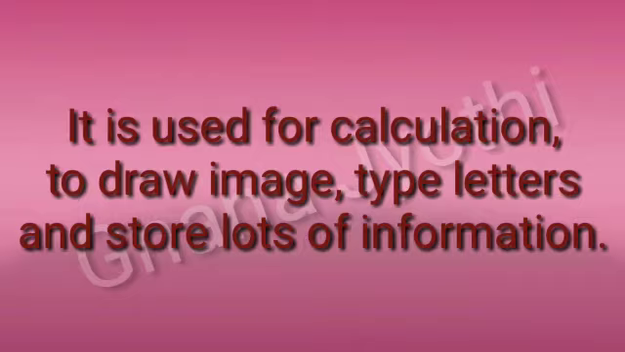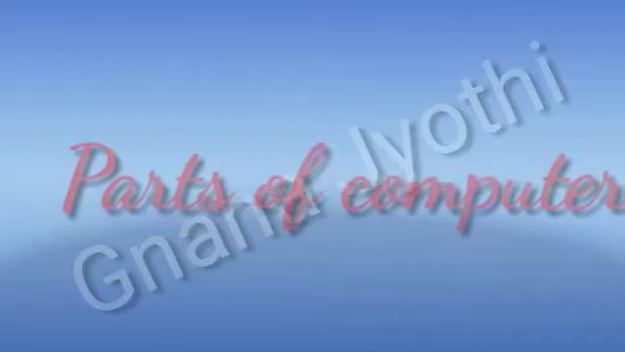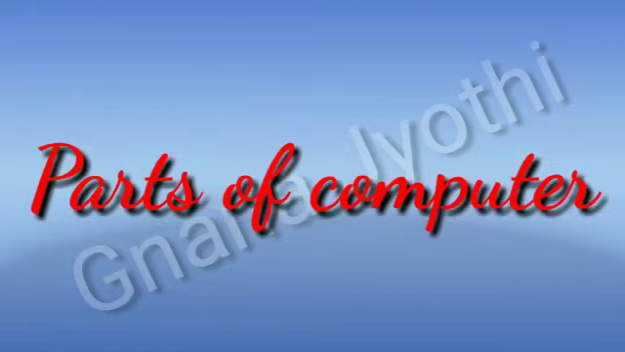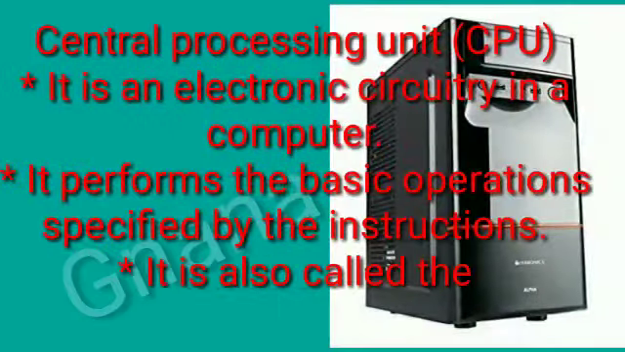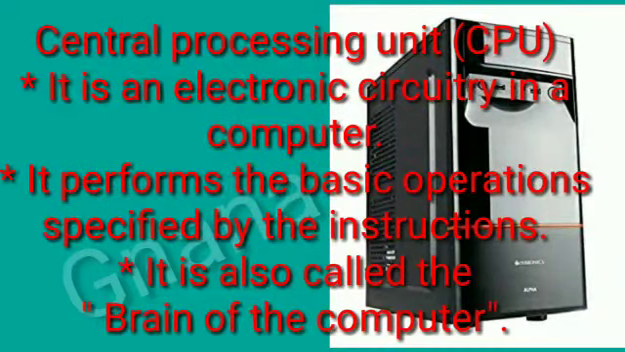Let us study about parts of a computer. A computer has five main parts. Number 1, Central Processing Unit, CPU. It is an electronic circuitry in a computer. It performs the basic operations specified by the instructions. It is also called the brain of the computer.